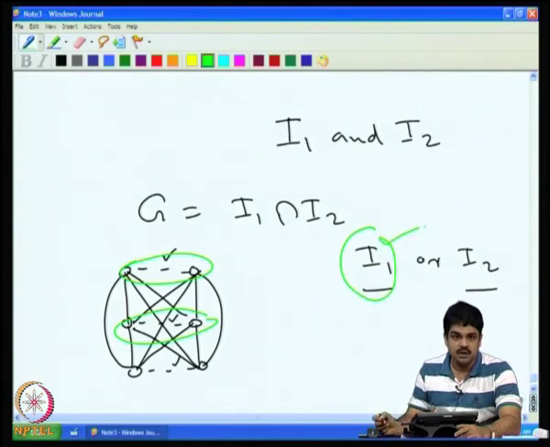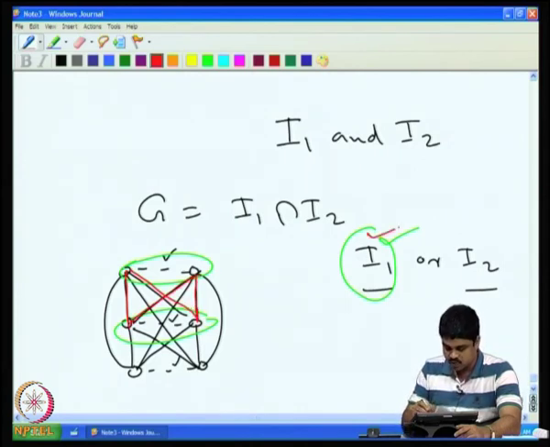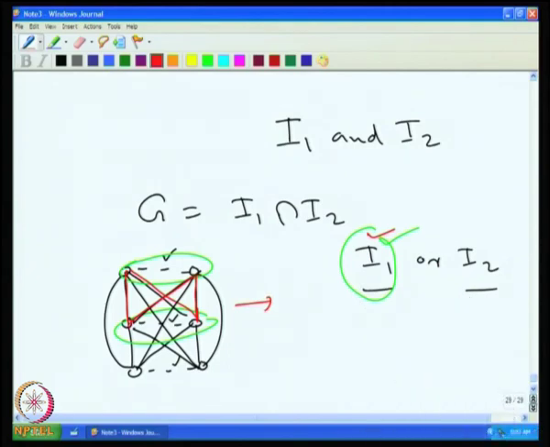Then what will happen? Then you see that there is a 4 cycle like this, because all the edges which are there here should be in I1 also, since I1 is a super graph, and then these 2 edges are missing, that means there is an induced 4 cycle, which is a contradiction. Therefore, 2 interval graphs cannot give G as an intersection.